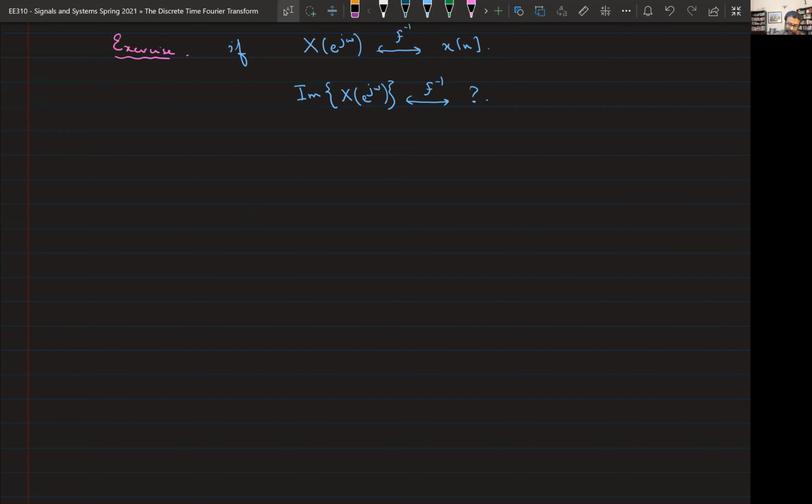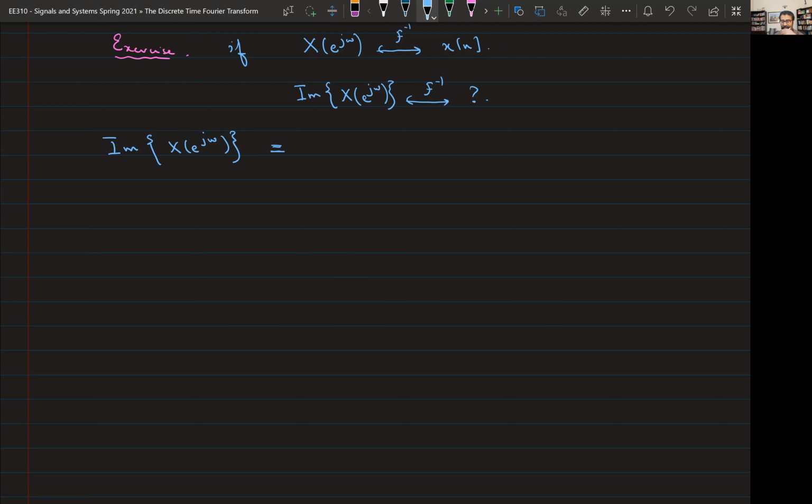The first thing is, what is the imaginary part of x of e raised to j omega? If you want to extract the imaginary part out of a complex number, how do you do that? If you want to extract the real part of a complex number, you take the complex number plus its conjugate and divide by 2. That makes sure the imaginary parts cancel out and the real parts are left, and then you divide by 2 because you're just adding, right? And that will give you the real part.